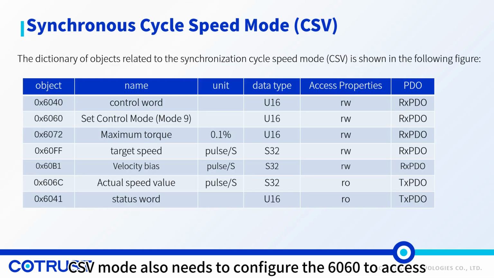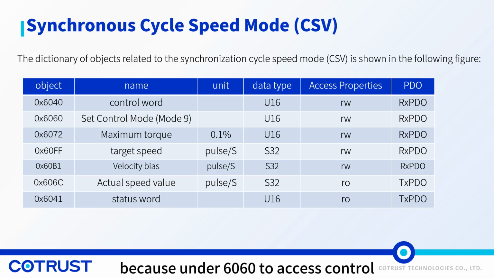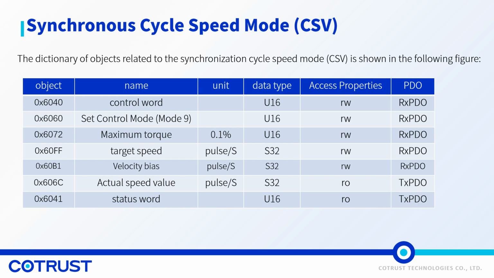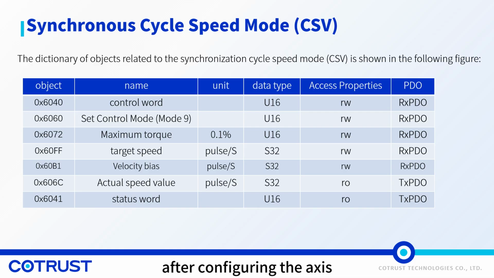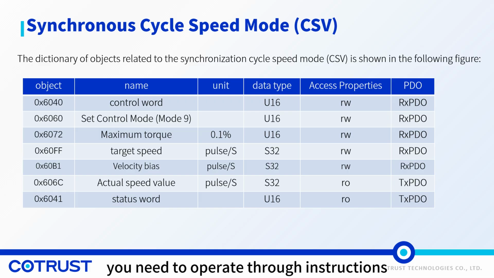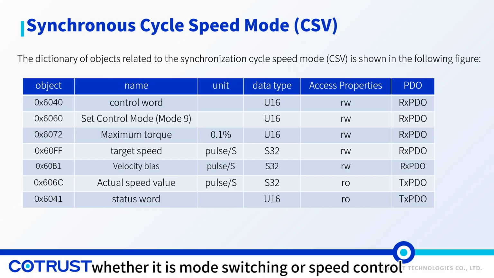CSV mode also needs to configure the 400 access, because under 400 access control, the mode defaults to CSP mode. If you need to use CSV mode, you need to write 9 to 6060 to switch modes. After configuring the access, it is not possible to directly operate 6060. You need to operate through instructions, whether it is mode switching or speed control.